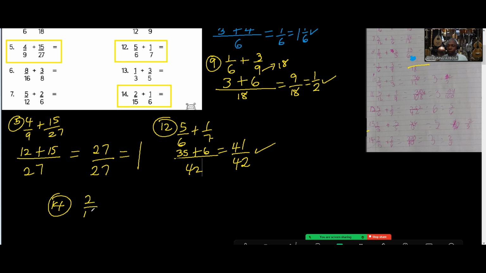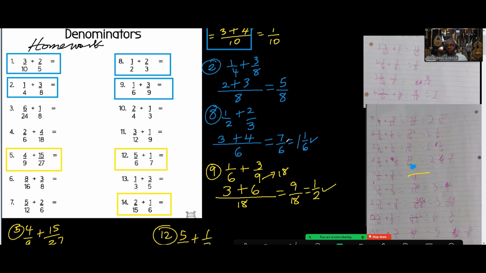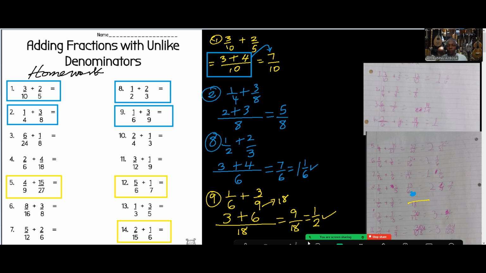And the last one, number 14. We have 2 over 15 plus 1 over 6. 15 is not a multiple of 6, but 30, which is the next multiple of 15, is a multiple of 6. So we use 30. 15 in 30 is 2. 2 times 2 is 4. 6 in 30 is 5. 5 times 1 is 5. So 4 plus 5 is 9 over 30. And we can reduce it: 3 here, 3 here, 10. Is that clear? Yes.